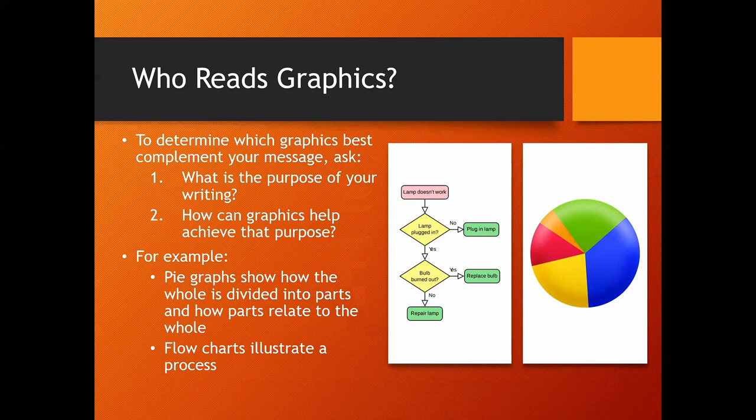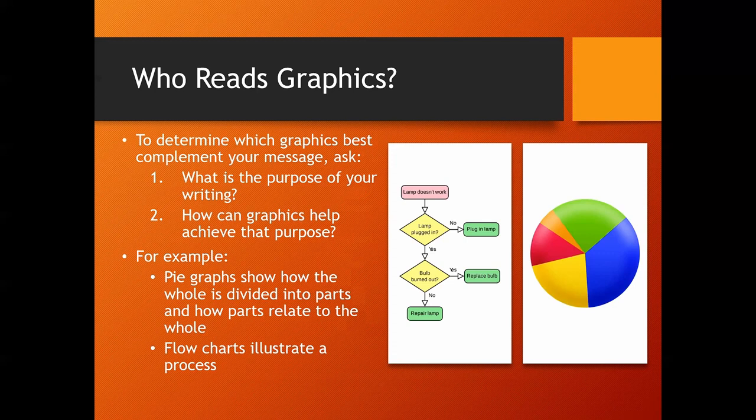So for example, a pie graph over here on the right-hand side, the one that's the circle, that's going to show how the whole of something is divided into different parts. And it's going to show you how those parts are related. So I can look at that pie graph. I don't know at all what that is about, but I definitely know that that orange slice has a lot less contribution to the overall effect than the blue does. And that's just based on size and color.